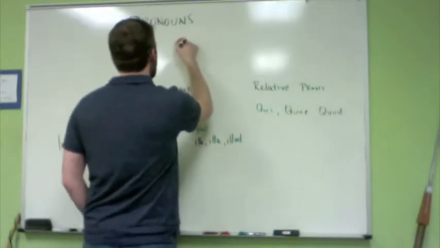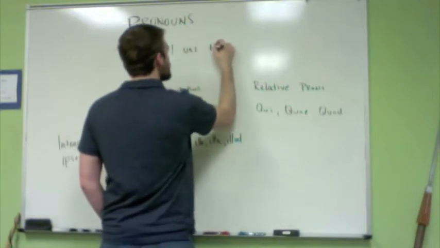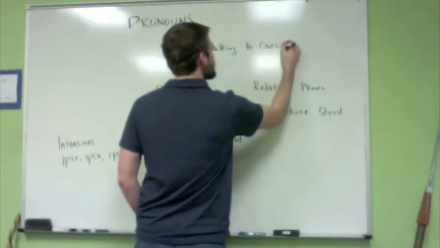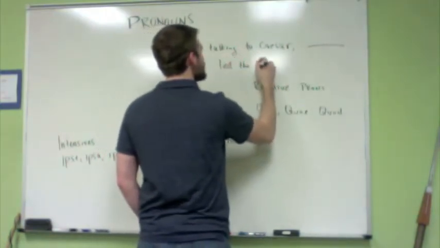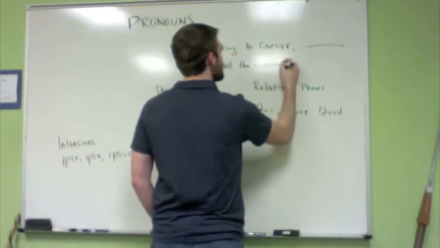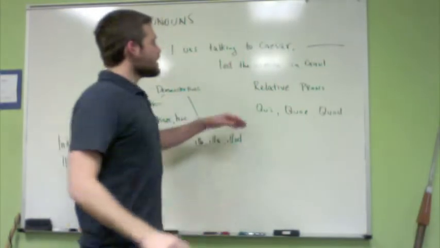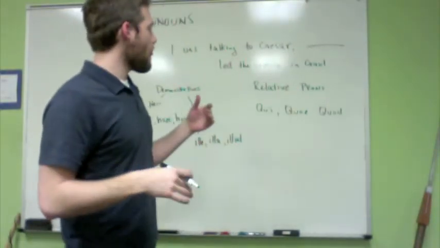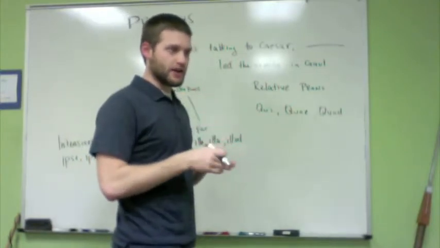All right, but let's do another sentence. Let's say, I was talking to Caesar, blank led the armies in Gaul. Okay, and what we want in the blank would be a relative pronoun. I was talking to Caesar. Well, and here we have to ask that old question in Latin, right? How is the word functioning?